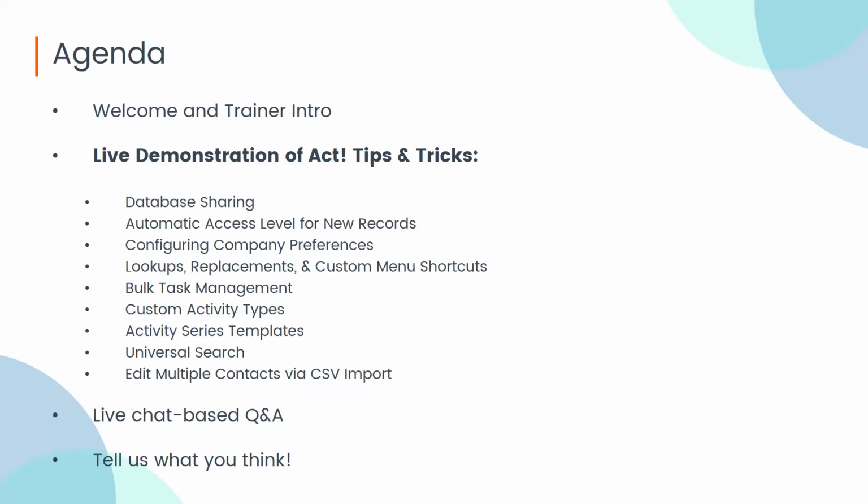A little bit about our agenda today. We're going to talk about database sharing, a neat little technical tip that you need to do to basically solidify your database sharing. We're going to look at setting access levels automatically, configuring company preferences, which means automatically creating new companies. We'll look at doing replacements on fields database wide, even creating your own menu shortcut for maybe an advanced query search that you've saved before, and a few more things that you can see in this list.